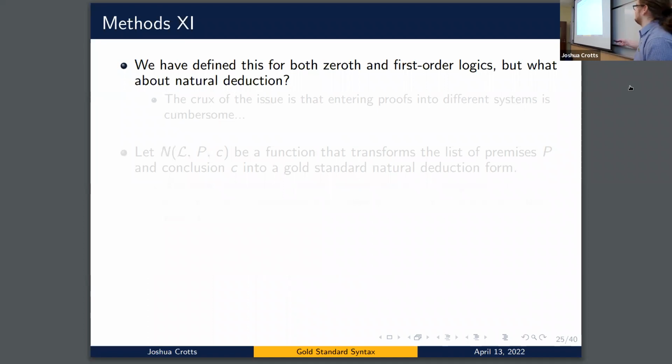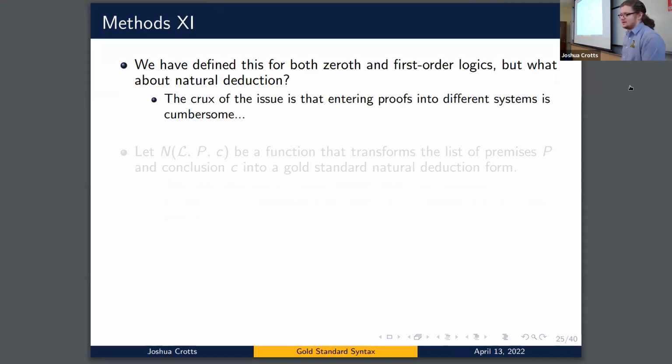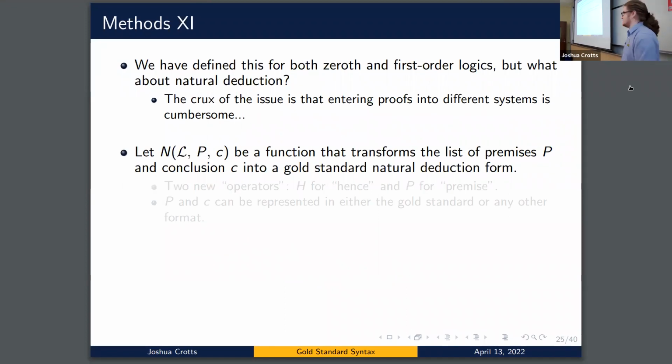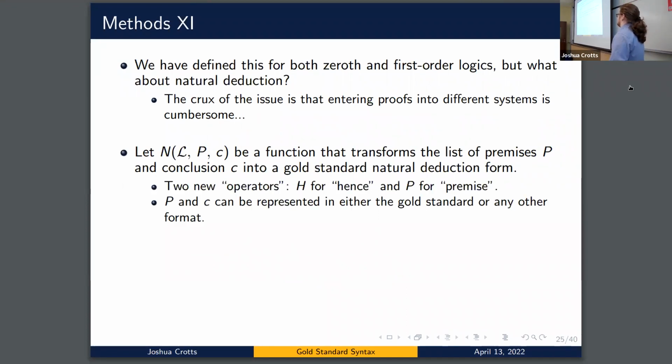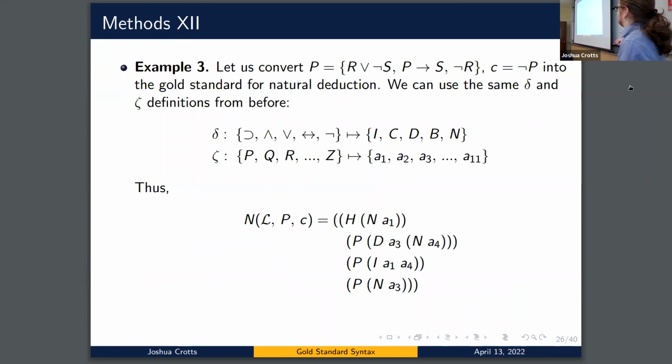All right, now we define this for zeroth and first order logics. That's great and all, but the whole idea behind this was to define it for natural deduction. So what about that? Well, we can define that pretty easily. So we just create this new function n, which takes on a list of premises and a conclusion, and we can define it like this. So let's say, this is the exact proof that I've been showing on the systems. We're getting a list of premises and a conclusion, and we can just convert that into the gold standard.